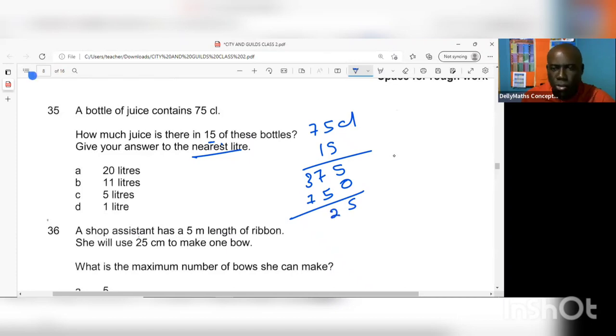5, 7, 5. We're going to have a 2. Carry the 1, that's 11. So this is centiliters, this is the amount of centiliters. So we're dealing with 1,125 centiliters, but we want it in liters.